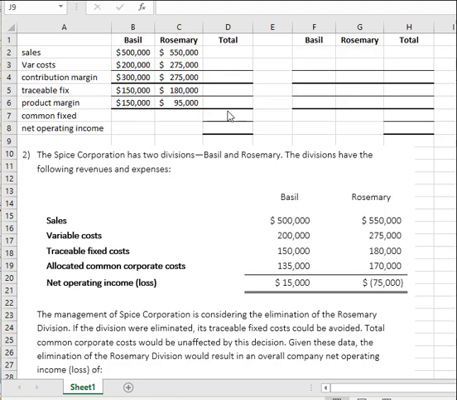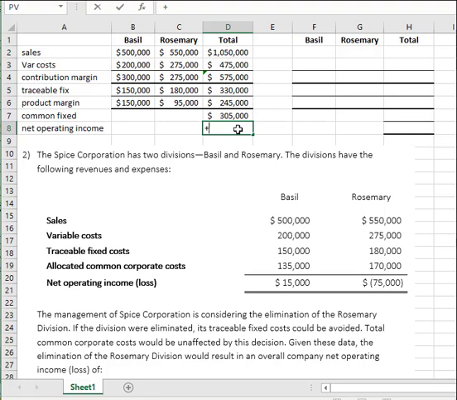Some firms don't even allocate that. We can put that in here. It would be kind of in the total, 135 plus 170. So we can get what was the net operating profit with both of them. So we can add those together and get the contribution margin should you want to do that. I like to do it because it's just good form.